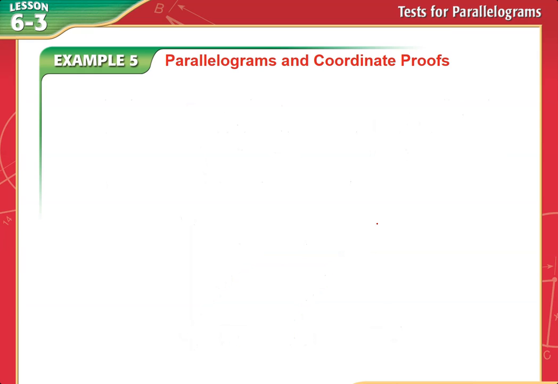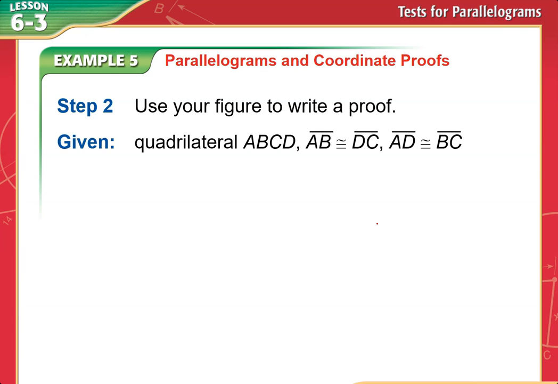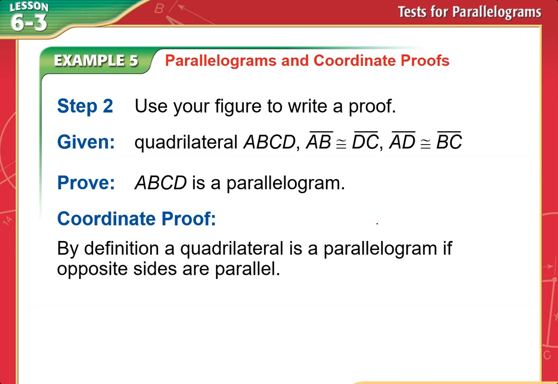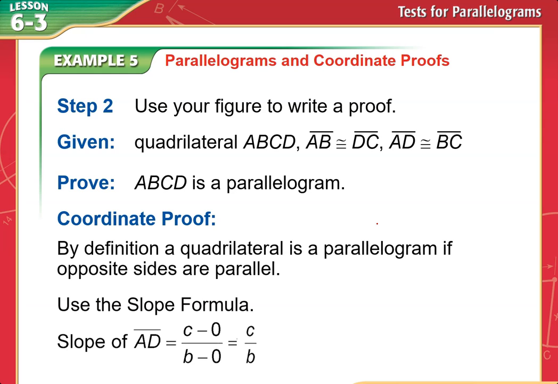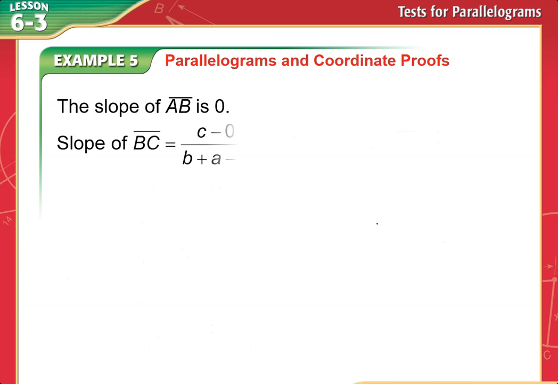All right, so now we're going to use the figure to write our proof. Quadrilateral ABCD, AB is congruent to DC and AD is congruent to BC. ABCD then is a parallelogram. By definition, a quadrilateral is a parallelogram if opposite sides are parallel. Use the slope formula. Slope of AD is C over B. Slope of AB is 0. Slope of BC is C over B.